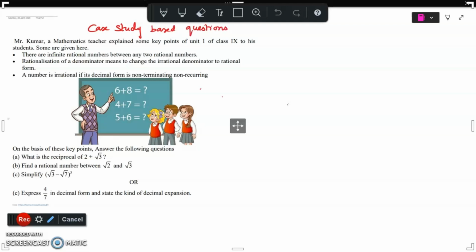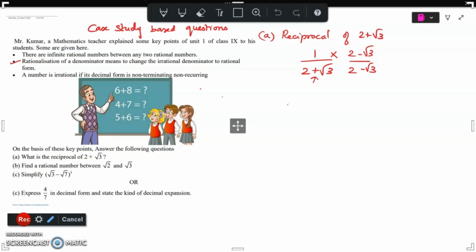Okay, so let us solve question number A. What is the reciprocal of 2 plus root 3? Reciprocal is nothing but multiplicative inverse, which means 1 by 2 plus root 3. As we already know, the key point, rationalizing of denominator means to change the irrational to rational. So I have to convert this irrational denominator to rational by multiplying by its conjugate, opposite sign, right?